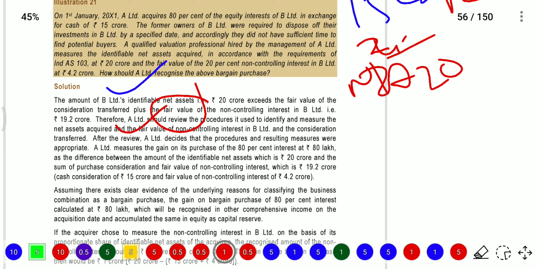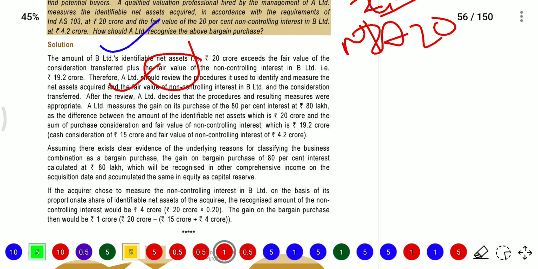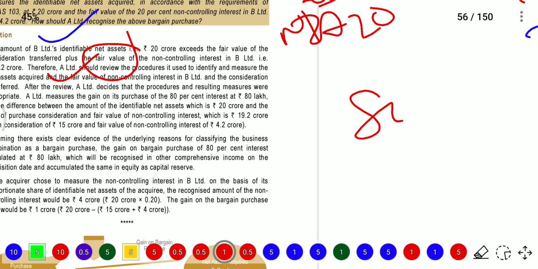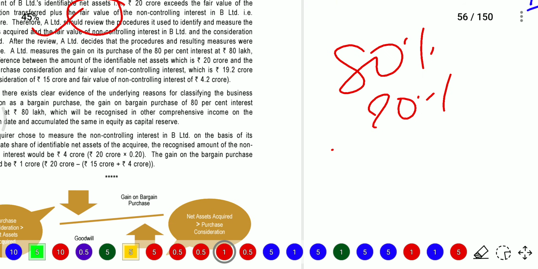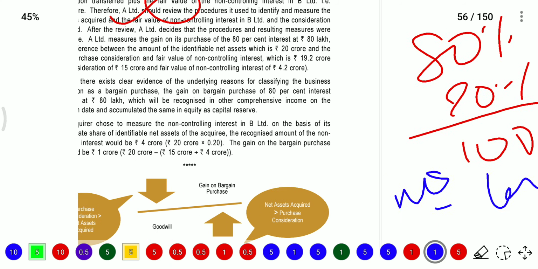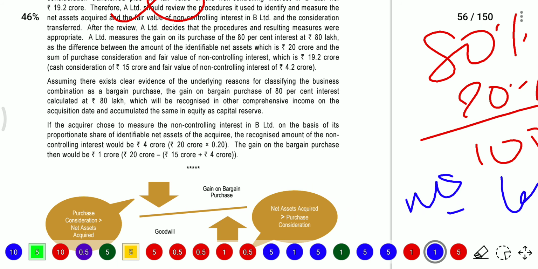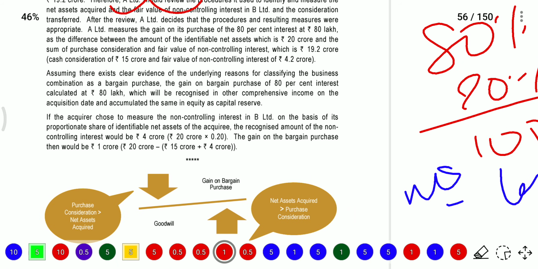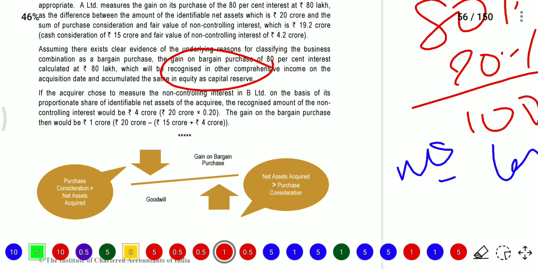It becomes 19.2: cash consideration 15 plus NCI fair value. So cash consideration is for 80%, NCI is for 20%, it becomes 100%, and net identifiable assets are provided for 100%. So we will see what amount they provided. It will be transferred to capital reserve.